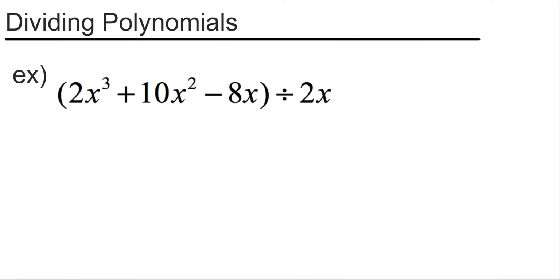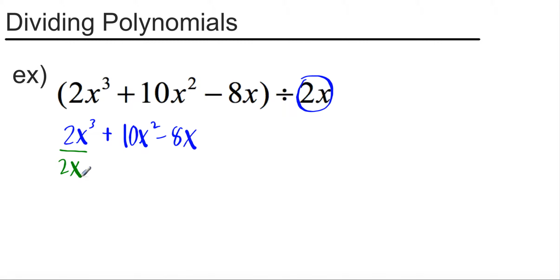Here we have the quantity 2x cubed plus 10x squared minus 8x, all divided by 2x. Here we have a polynomial divided by this monomial. That's a monomial, remember, because it's just one term. Whenever you're dividing by just one term like that, you're going to want to take your first polynomial, 2x cubed plus 10x squared minus 8x, and then divide each piece by that monomial. Divide it by 2x, divide by 2x, divide by 2x. These are the same problem, just written two different ways.